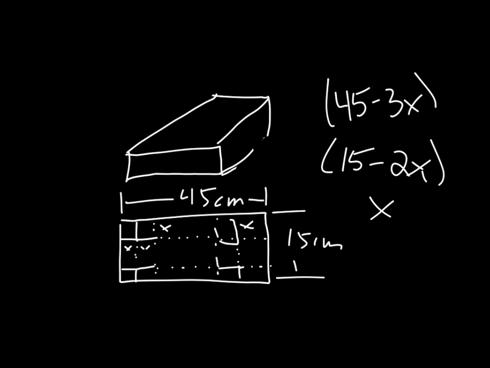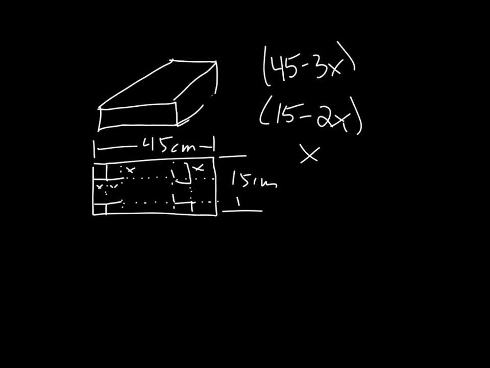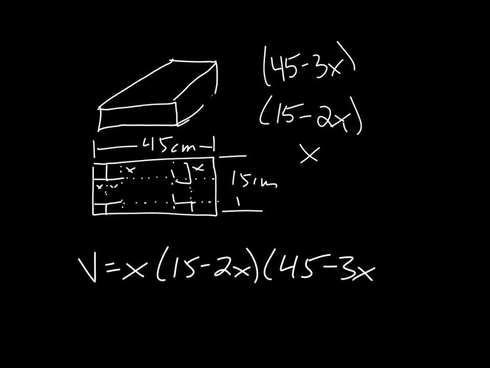3, 5, and 7. Well, and so then, I think part of what they're asking is to FOIL this out. Because what are they saying? Close box. So the way I'm looking at it, and maybe I could be wrong here, I'm saying that the volume would be x times 15 minus 2x times 45 minus 3x. Times x. Yeah, I got the x out front. What do they have in the back? Do they FOIL it all out?